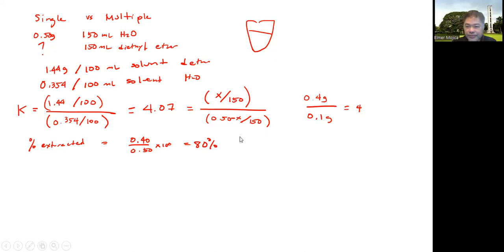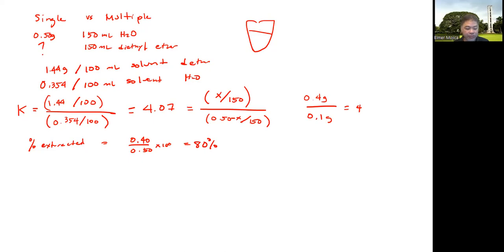Now, how are we going to compare it with a multiple extraction? Because sometimes a single extraction is enough. A single extraction is what we call enough to effectively extract a compound. However, more often than not, procedure calls for a solution to be extracted multiple times in order to isolate a desired compound, as this is more efficient than a single extraction.